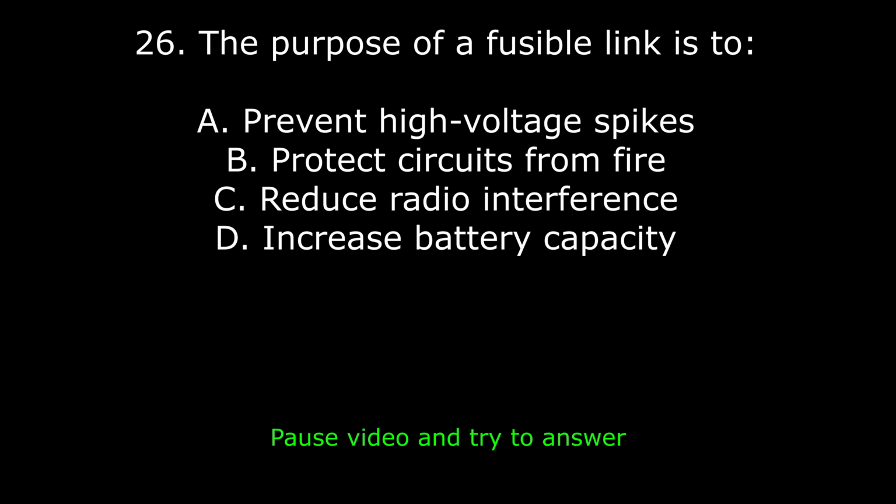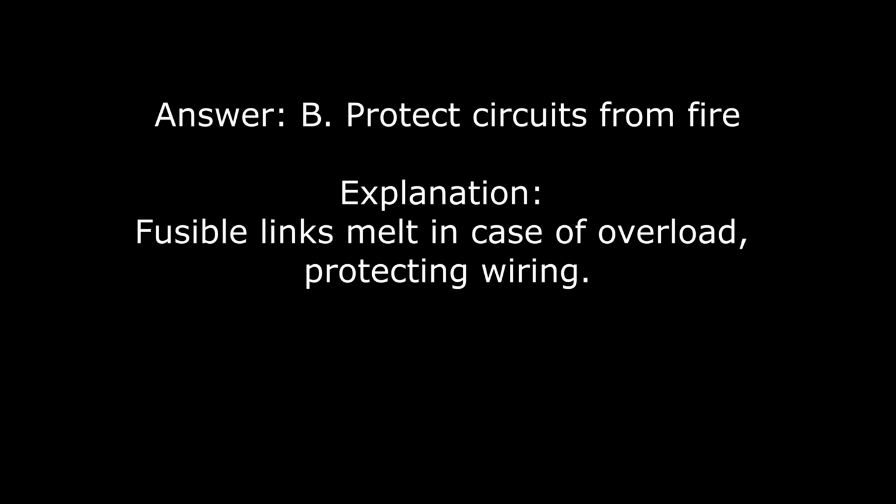26. The purpose of a fusible link is to A. Prevent high voltage spikes. B. Protect circuits from fire. C. Reduce radio interference. D. Increase battery capacity. Answer: B. Protect circuits from fire. Explanation: fusible links melt in case of overload, protecting wiring.